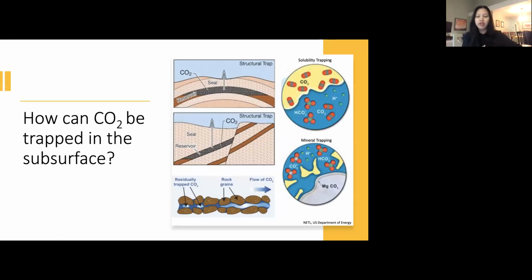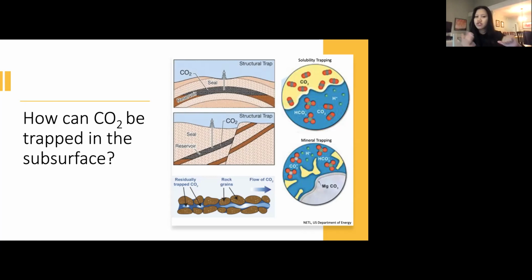I explained how the CO2 can be injected, and now, how can we be sure that the CO2 stays there? There are multiple mechanisms that happen when you inject the CO2 into the subsurface. The first one is the structural trap. As I mentioned, the concept of reservoir and seal.